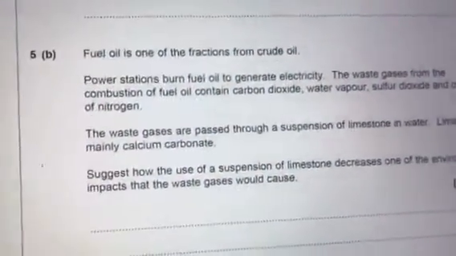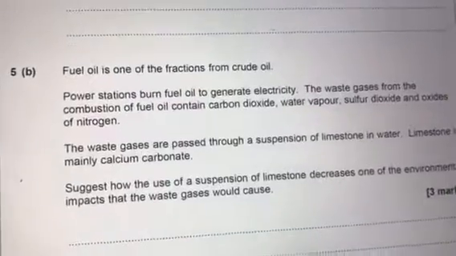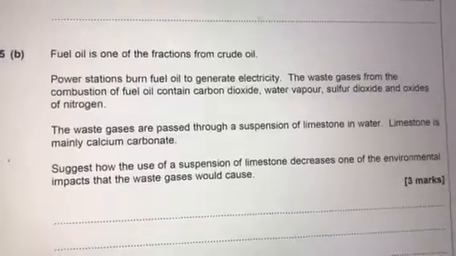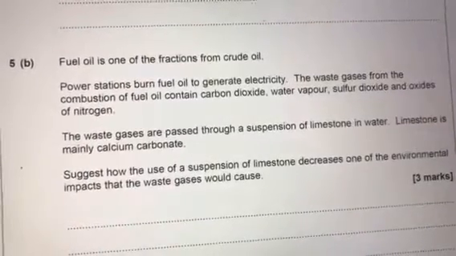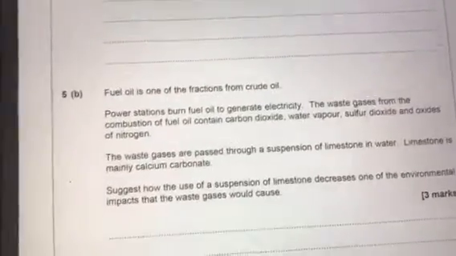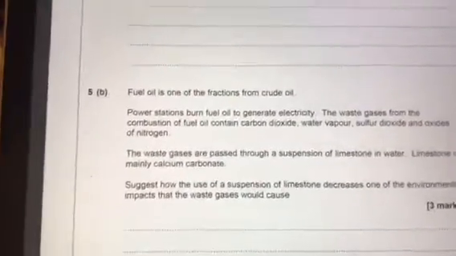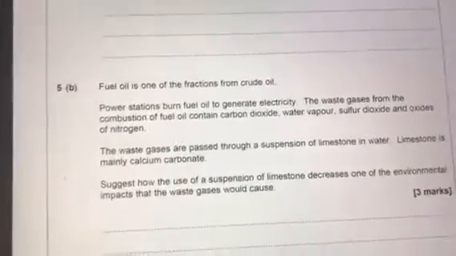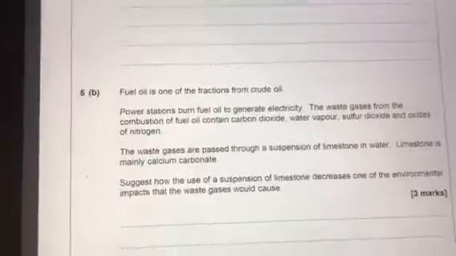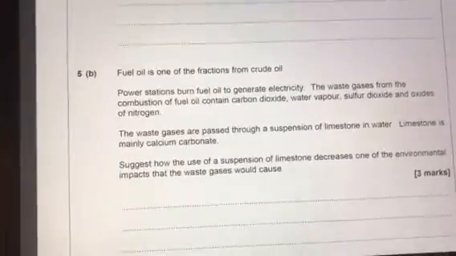In the final part of the question, it's looking at fuel oils, one of the fractions, which power stations use to convert into electricity. It asks you to suggest how the use of suspension of limestone decreases the environmental impacts that waste gases would cause. So the most obvious answer here, I feel, is that waste gases can cause sulfur oxides and nitrous oxides. They can also form carbon dioxide.